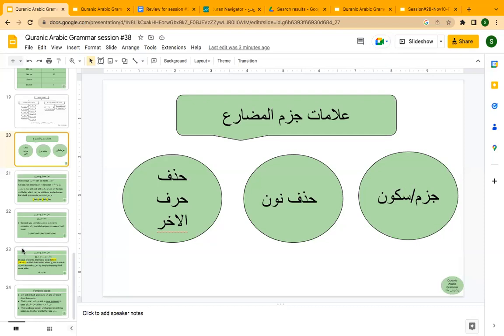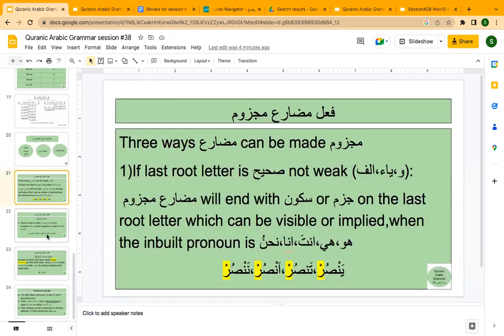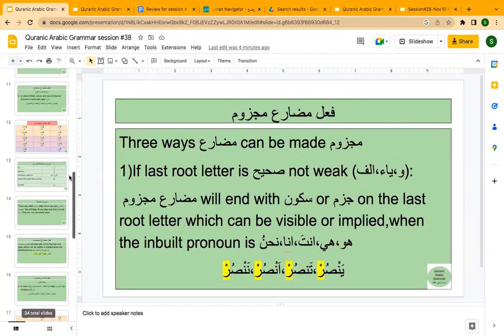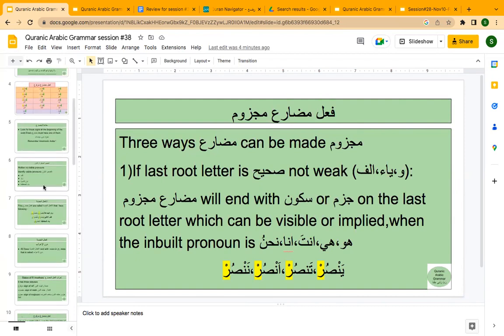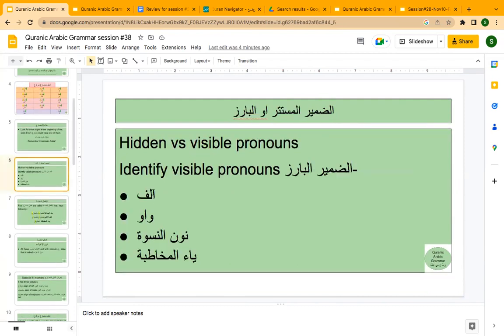Inshallah. Okay, so I hope this is clear. So now structurally, I have taught you alamatul mudari. I have taught you your doer pronouns. Those were important, right? If you see alif, it's your doer pronoun. If you see waw, it's your doer pronoun. If you see nunun niswa, it's your doer pronoun. If you see ya al mukhataba, it's your doer pronoun. Everyone with me so far? Any questions regarding that? It's your time. Ask me now.